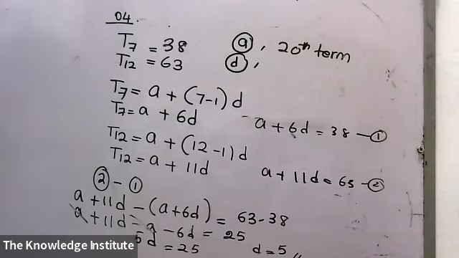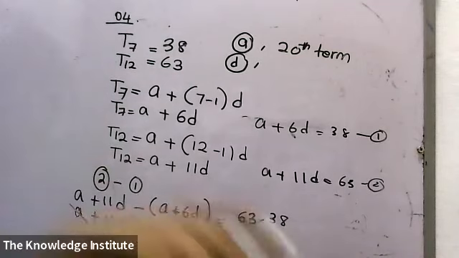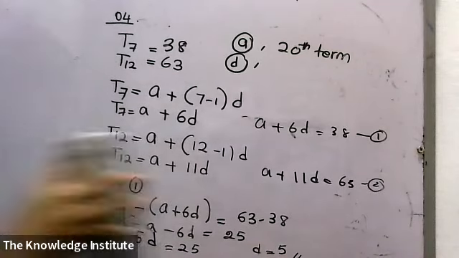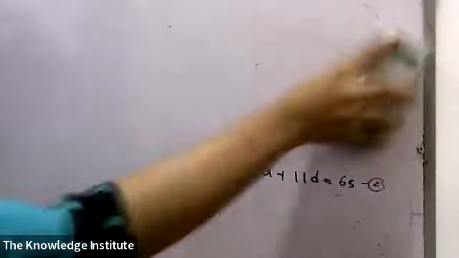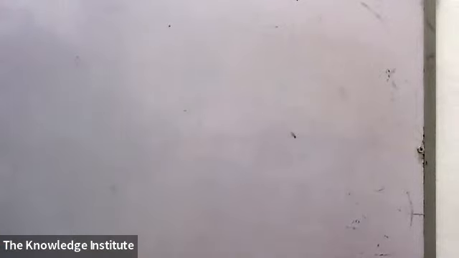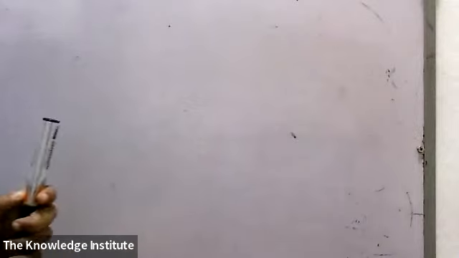So this is what we call simultaneous equations. Whenever we have two unknown terms, we simultaneously try to find them. And now we know one unknown term. In the Tn equation, we had two unknown terms initially, which were A and D. From that, now we have found the D value.